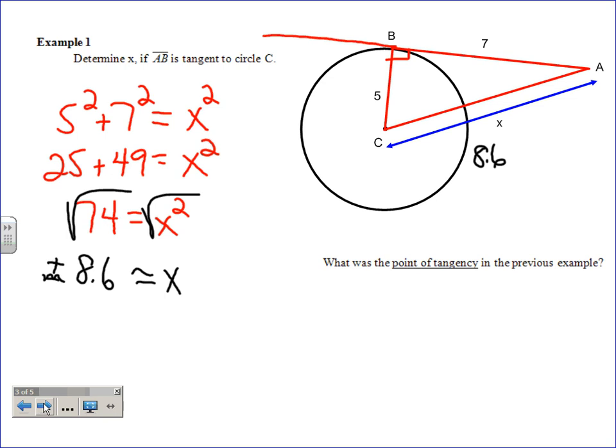And we'll answer this question right here. What was the point of tangency in the previous example? B, very good. And I'm just, out of curiosity, I'm just going to ask you something else, see if you can do it. Who can tell me the distance from there to there? He says 3.6. Does that look like 3.6? How is it 3.6? How do you know that? Yeah, isn't this also a radius right there? So wouldn't that also be 5? And if the whole thing's 8.6, would that have to be 3.6 out here to make it 8.6 total? Very good, perfect.